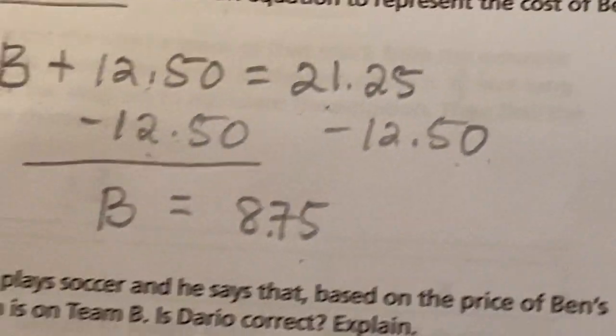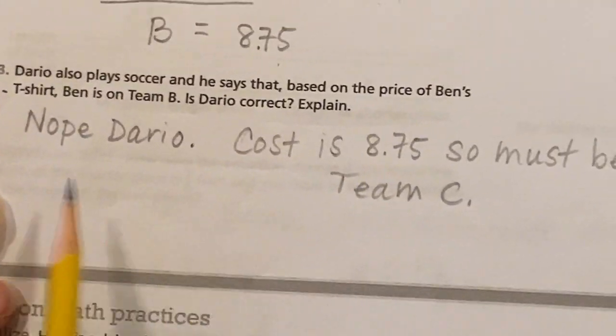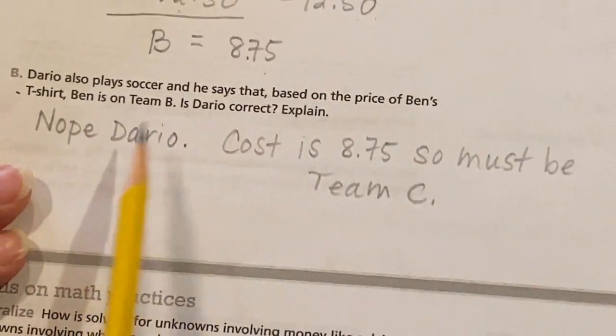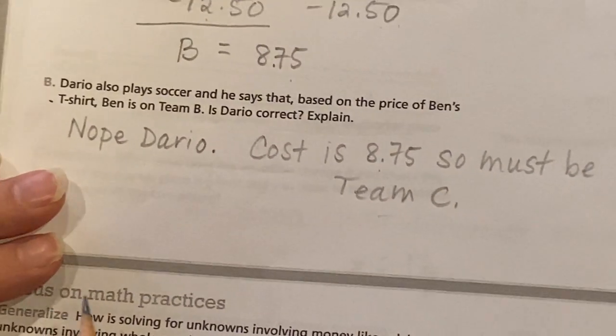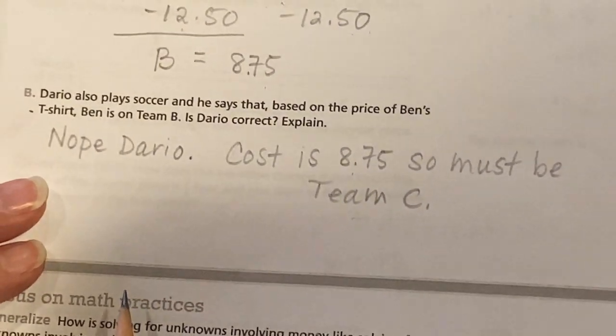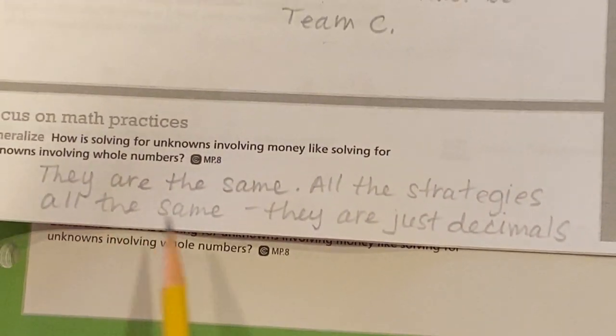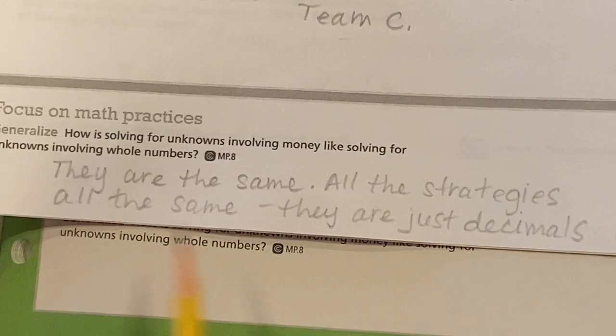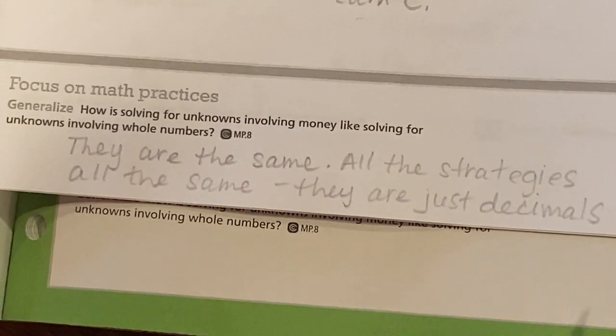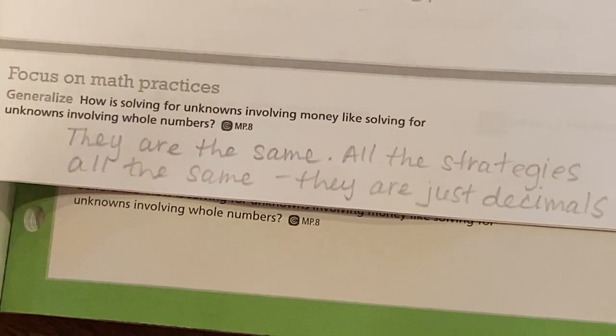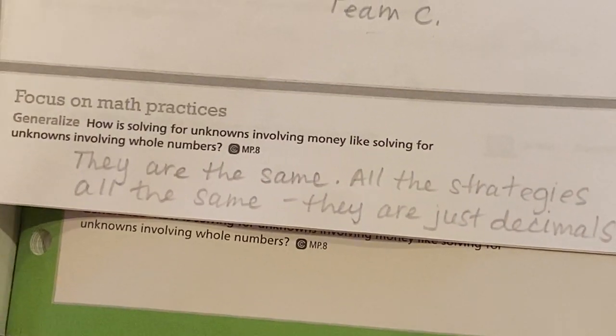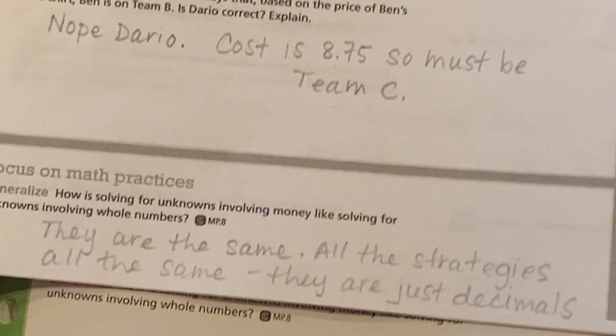Okay. Now, was Dario right? No. Nope. The cost is $8.75, so he must be on Team C, not on Team B. And then for this one, it's really the same. All the strategies are exactly the same. You're just using decimals instead of whole numbers, but you don't do anything else differently there. Okay?